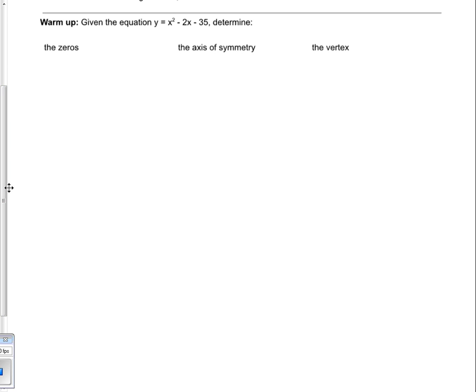Given this particular parabola, we know that we have to first put this equation into factored form. So we have to actually factor it. We have the equation y is equal to x squared minus 2x minus 35. That means we're looking for two numbers, and those numbers have to multiply to negative 35, and they have to add to negative 2.